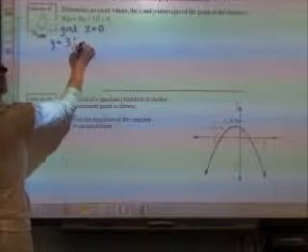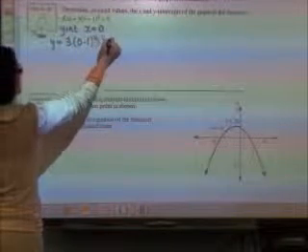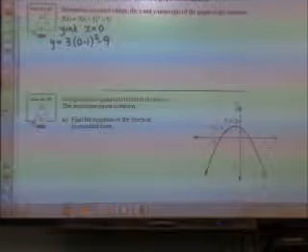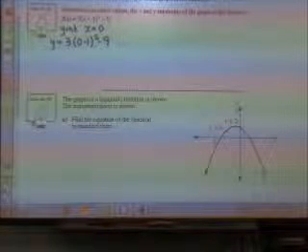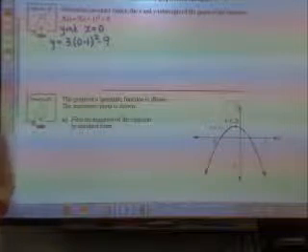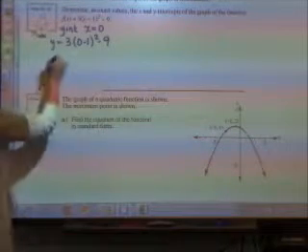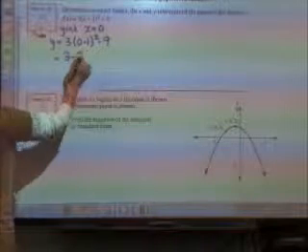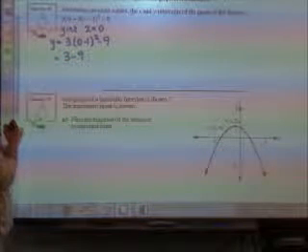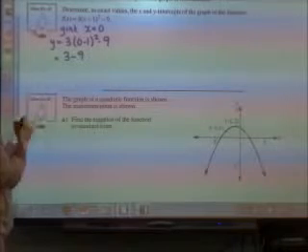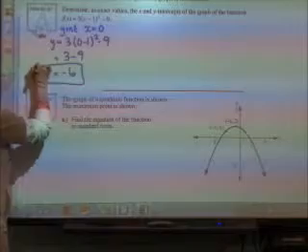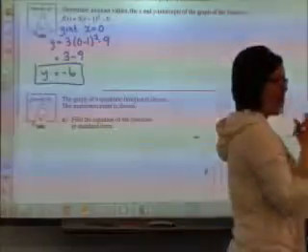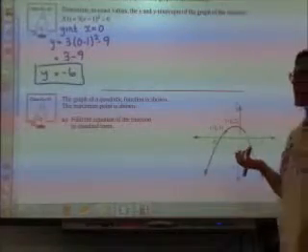So I get 3 times (0 minus 1) squared minus 9. What's 0 minus 1? And negative 1 squared? Positive 1 times 3. And what's 3 minus 9? Negative 6. So there's my y-intercept.